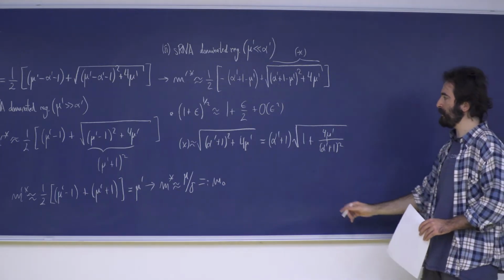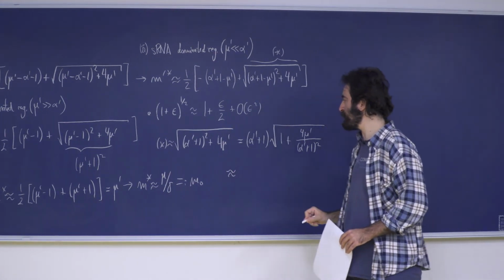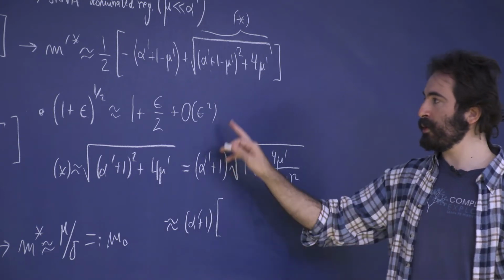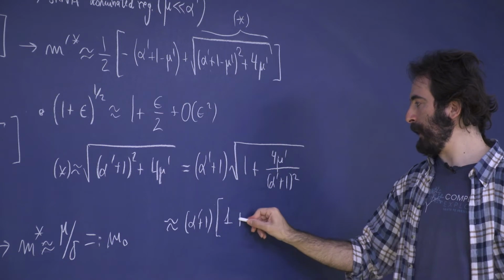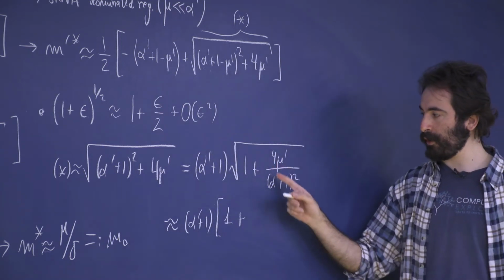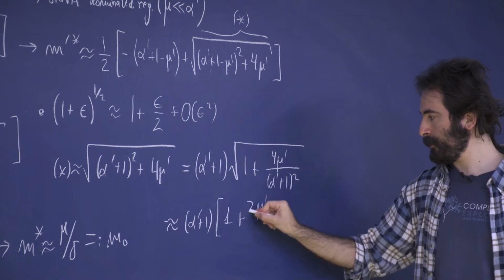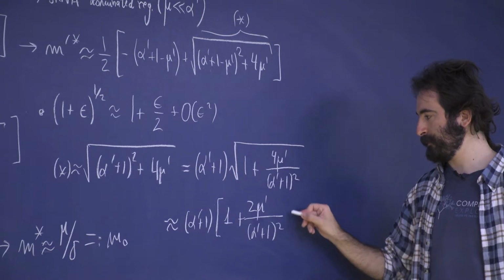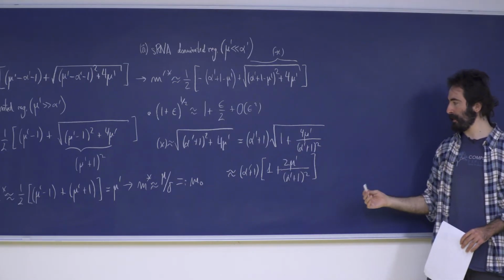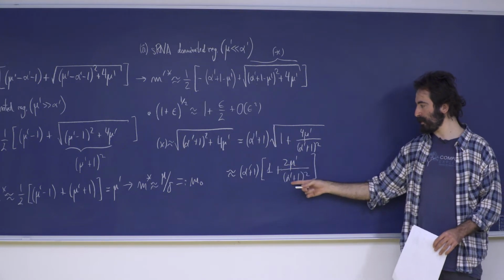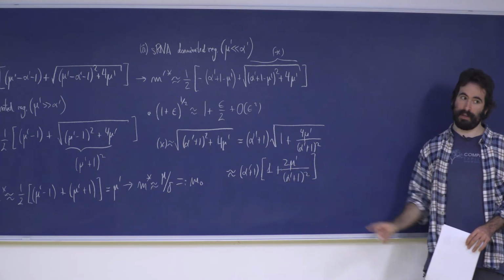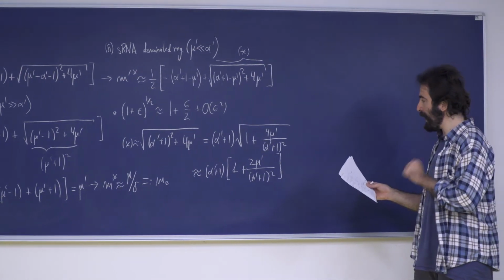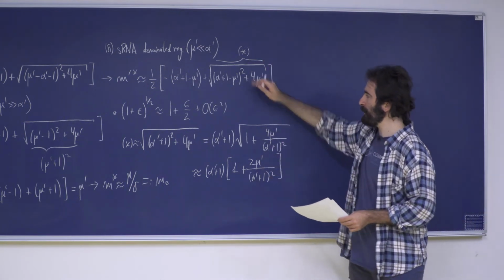Okay, that's all fine. And now I come down here and I can approximate this still further, by alpha prime plus 1 times, and now I'm using this expansion, 1 plus 1 over 2, so this 4 is now going to give me a 2, 2 mu prime over alpha prime plus 1 squared. And we're going to ignore higher order terms, right? So notice that I can do this because precisely mu is much smaller than alpha, and at least there's a factor alpha squared here. Great. Perfect.